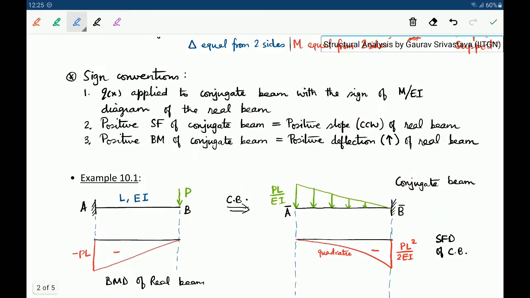Now a brief note about the sign conventions. Okay, so the q of x being applied to the conjugate beam is applied with the sign of the M by EI diagram. So if it is positive, it is applied upwards. If it is negative, it is applied downwards. Okay, and hence the positive shear force of the conjugate beam will give a positive slope, which will be in the counterclockwise direction of the real beam, and a positive bending moment of the conjugate beam will give a positive deflection, which will be upwards for a real beam.